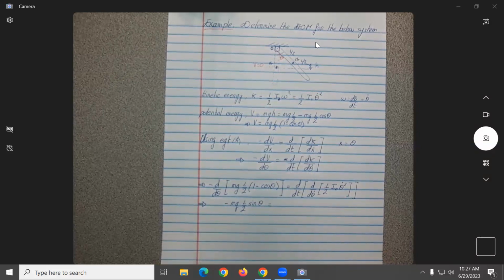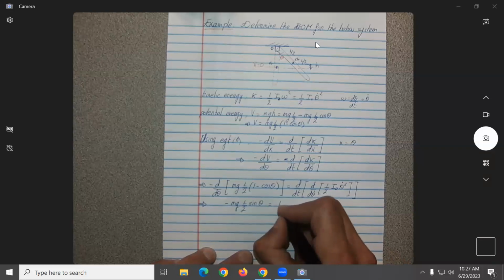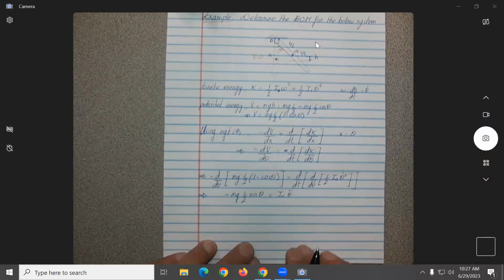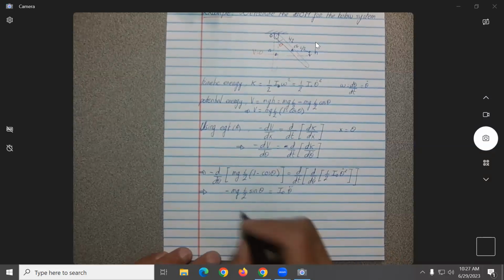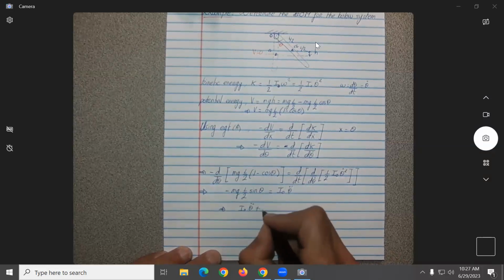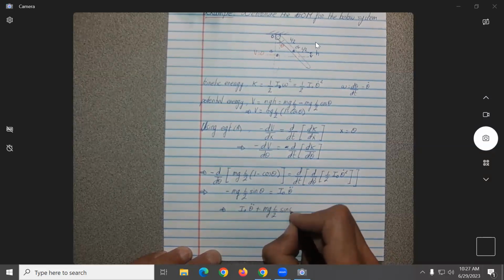And what are we going to have on the right-hand side? This will be equal to what? 2 theta dot, no? So the 2 will cancel out. Now we take the derivative with respect to this one. So this will be I sub naught theta dot dot. So at the end, we're going to have plus mgl over 2 sine theta.